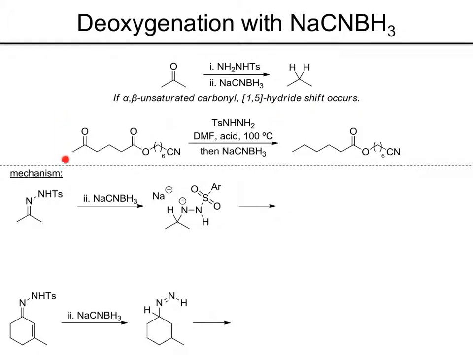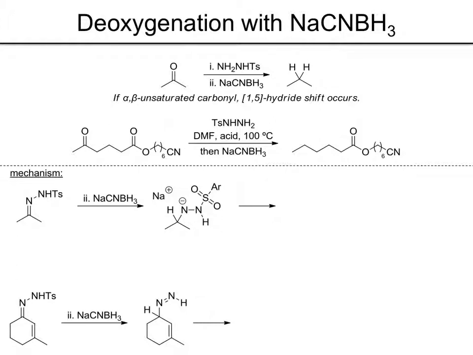Let's look at this example. In this example, we've got a ketone, an ester, and a nitrile. We treat it with tosyl hydrazine in DMF with acid and high heat, and then we add sodium cyanoborohydride, and we get deoxygenation of the ketone, but both the ester and the nitrile remain intact.